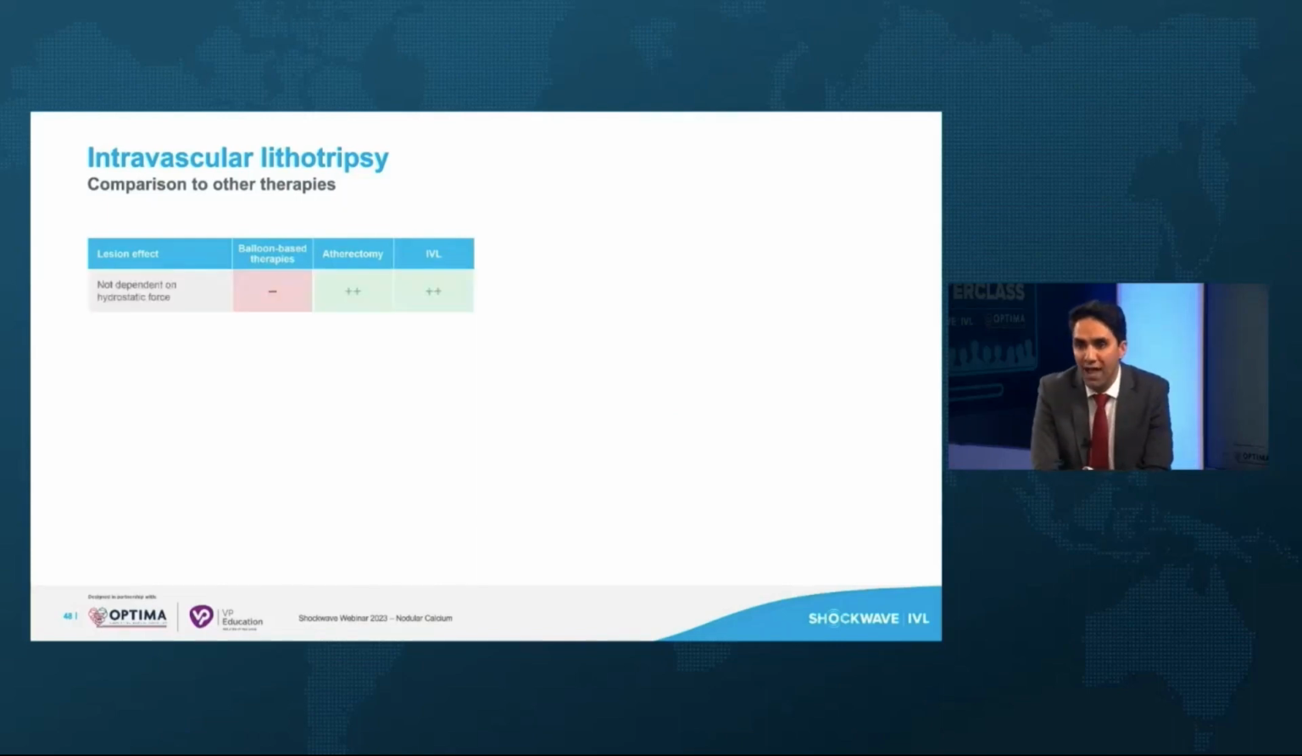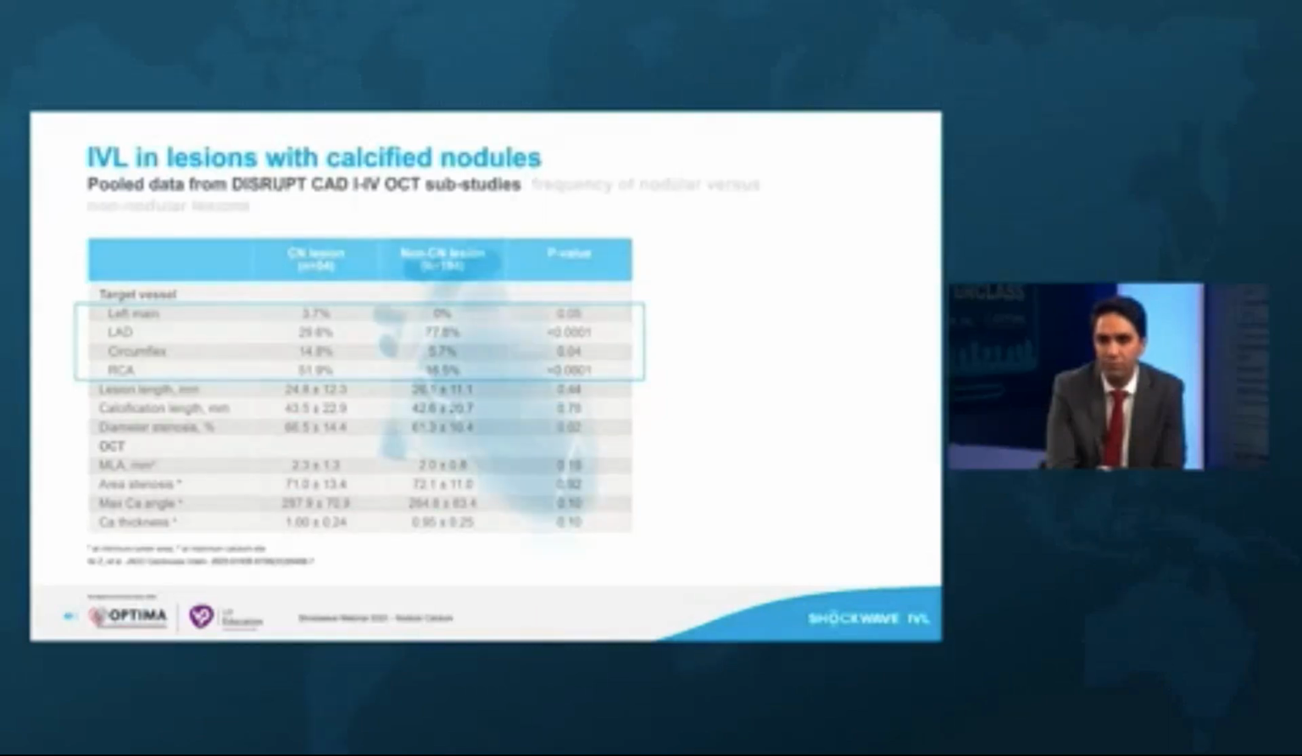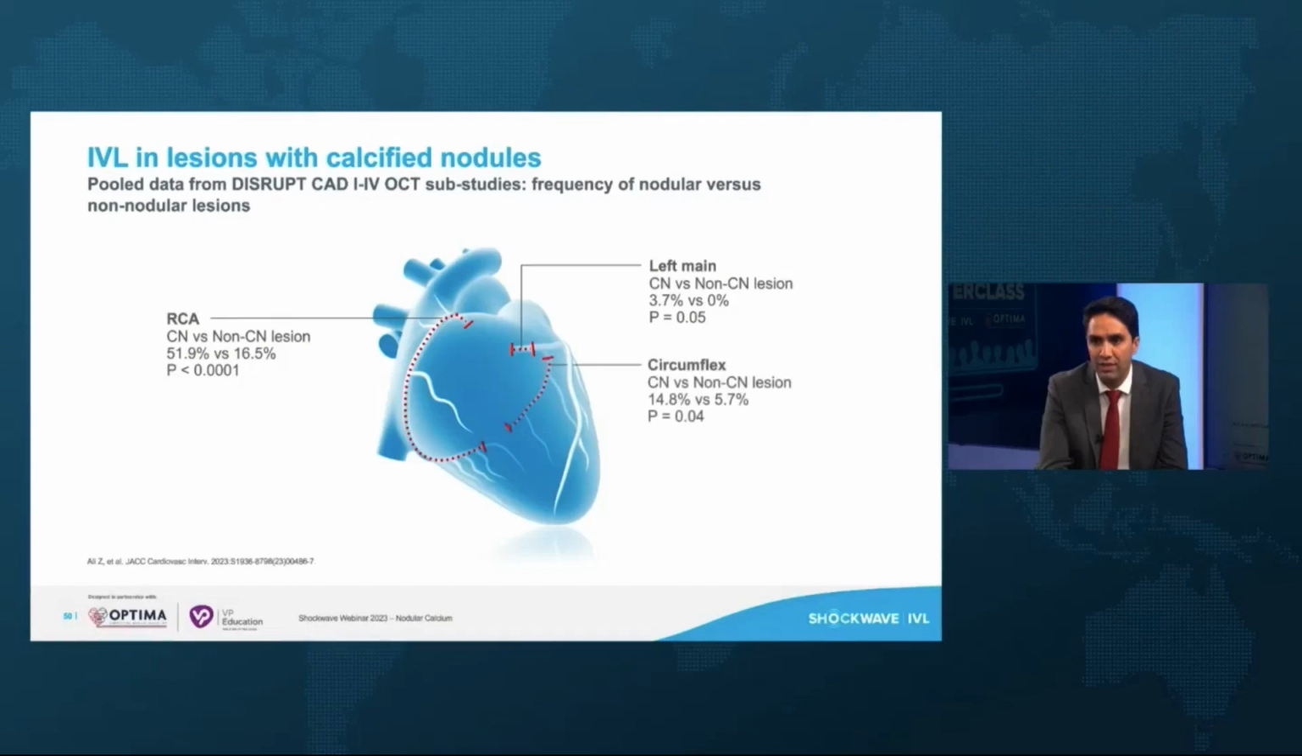There are a number of advantages of intravascular lithotripsy. Of course, there's no dependence on hydrostatic pressure. It selectively targets calcium in the circumflex. We showed this earlier, that in the right coronary artery, typically in the mid and proximal segments, we have a high proportion. The second highest proportion is actually in the left anterior descending, and then finally in the circumflex in the proximal vessel.